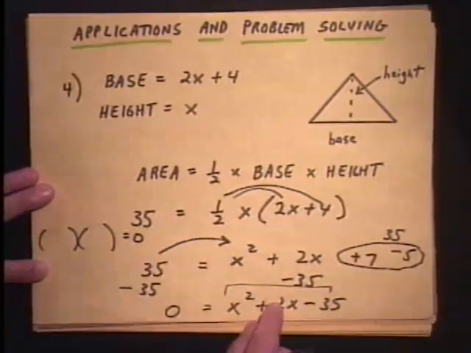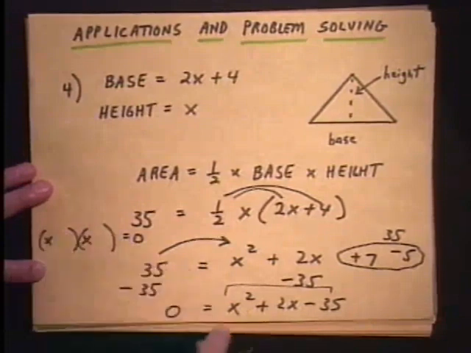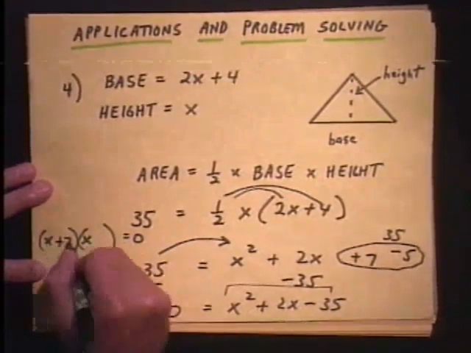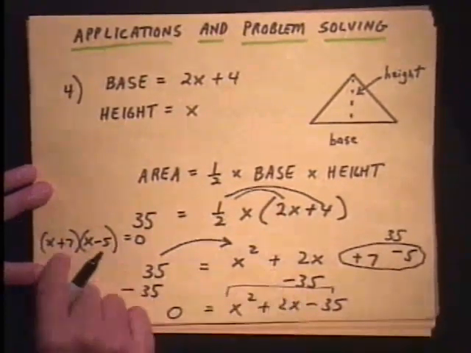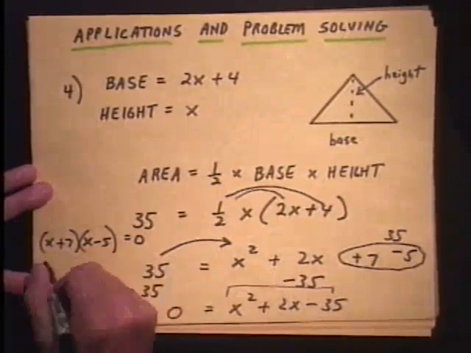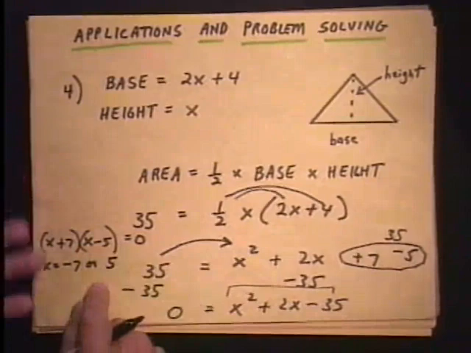Running out of paper here. I'm going to have to sneak this and factor it up here. So we would end up with x and x to get the x squared, foiling in reverse, and then plus 7, minus 5. Okay, so it looks like my two answers for x are x equals negative 7 or positive 5.